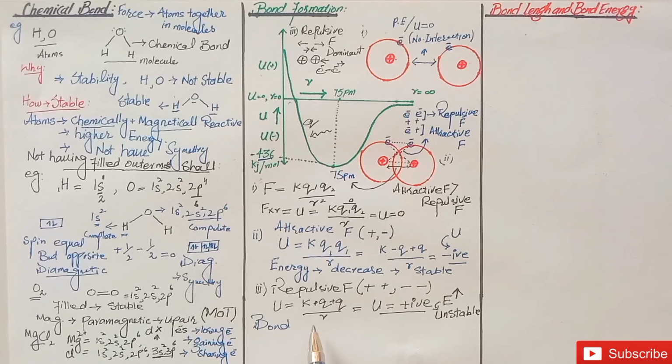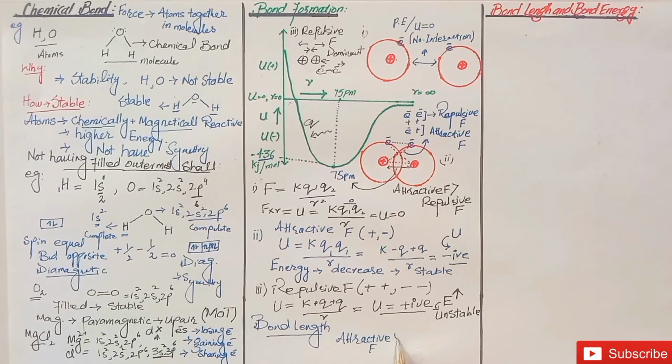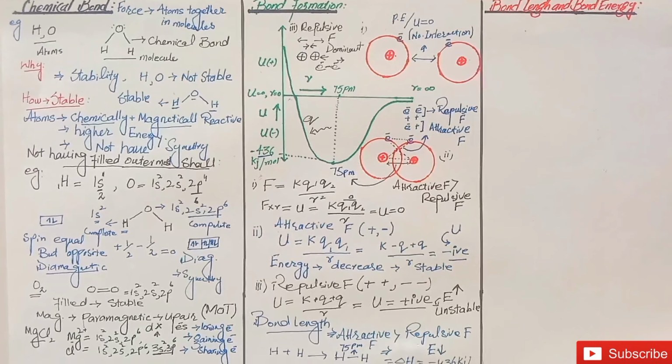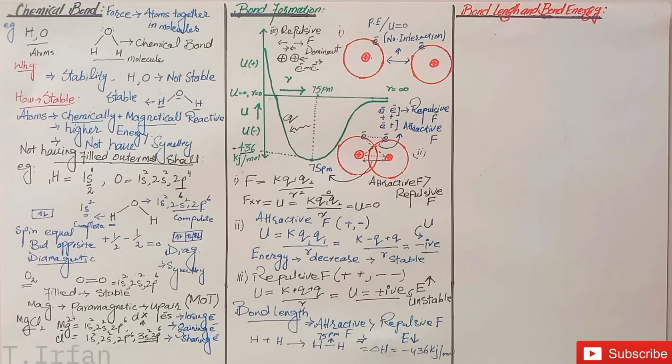And as the energy increases, the system becomes unstable. We can summarize: at the distance of 75 picometer, which is the bond length, attractive forces are dominant over repulsive forces and the system becomes stable, as the system releases energy. We can also say that when atoms join together through chemical bonding, they release energy and in this way they gain stability. As hydrogen atoms combine and form a chemical bond at the distance of 75 picometer, they release energy which is 436 kilojoule per mole.